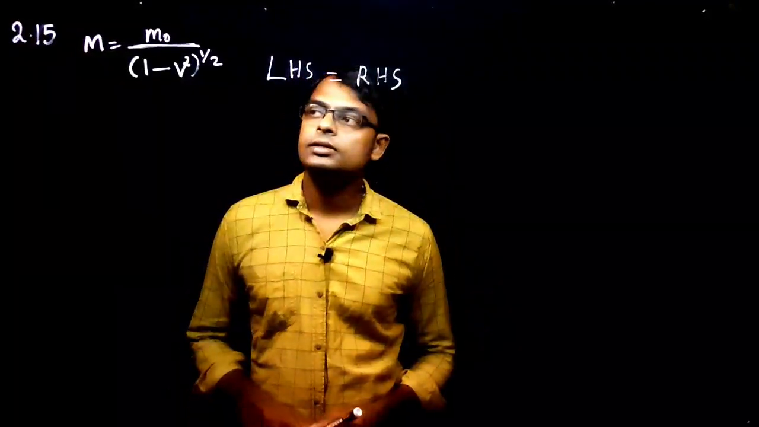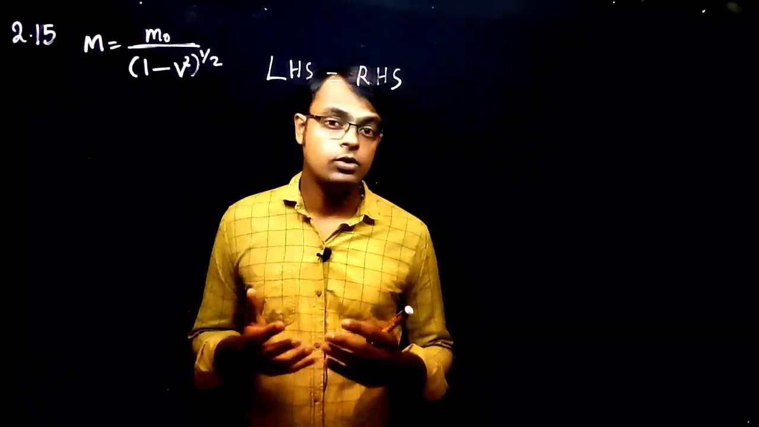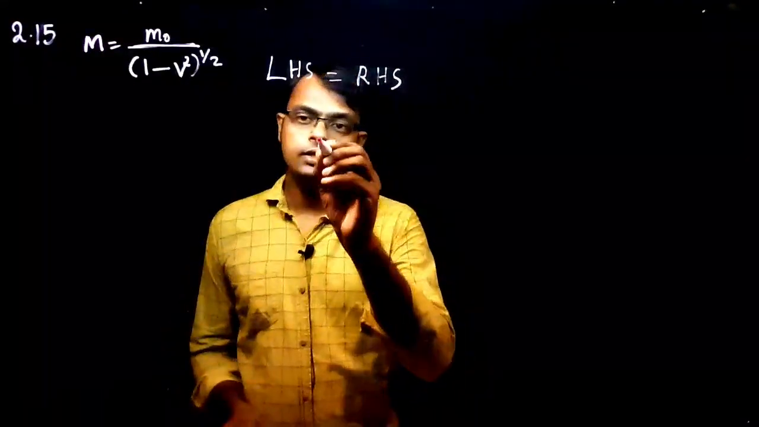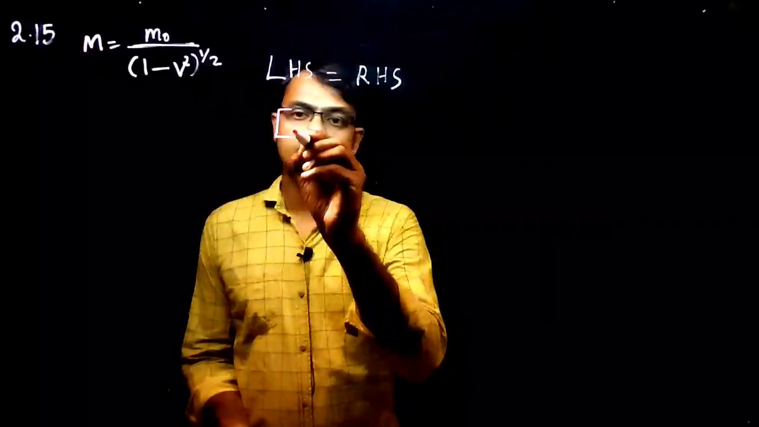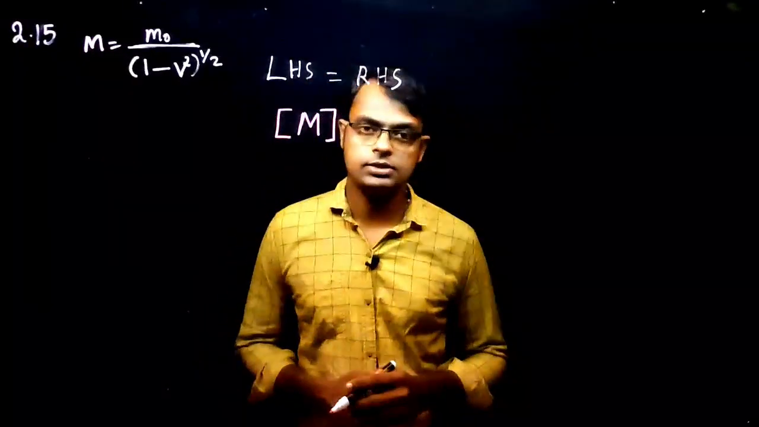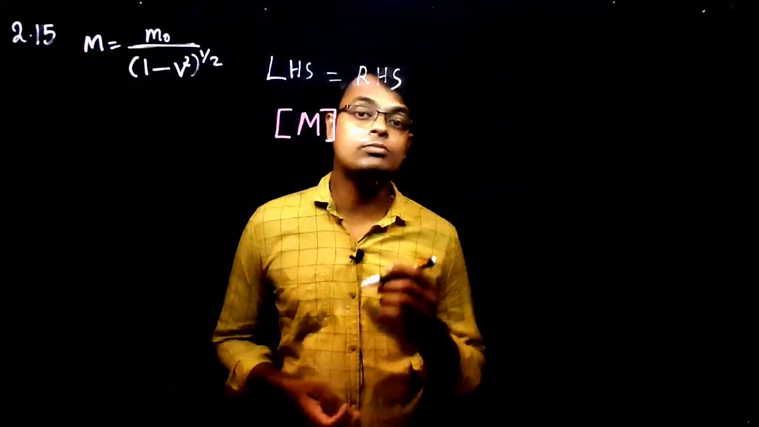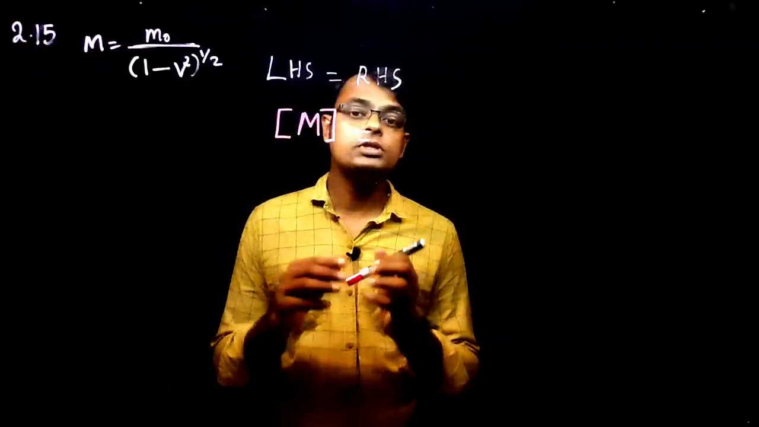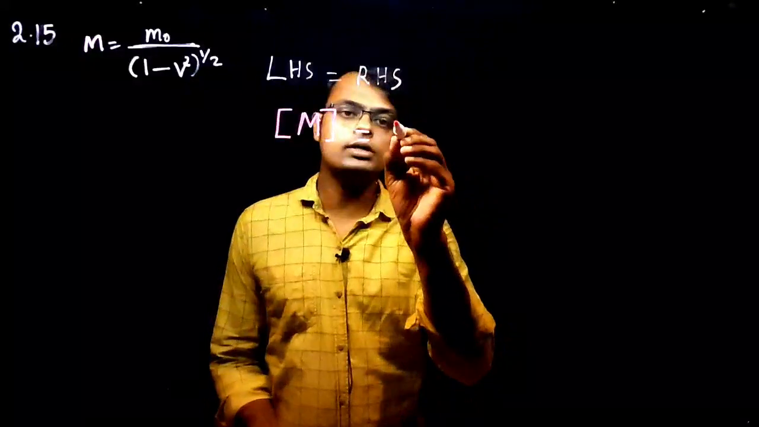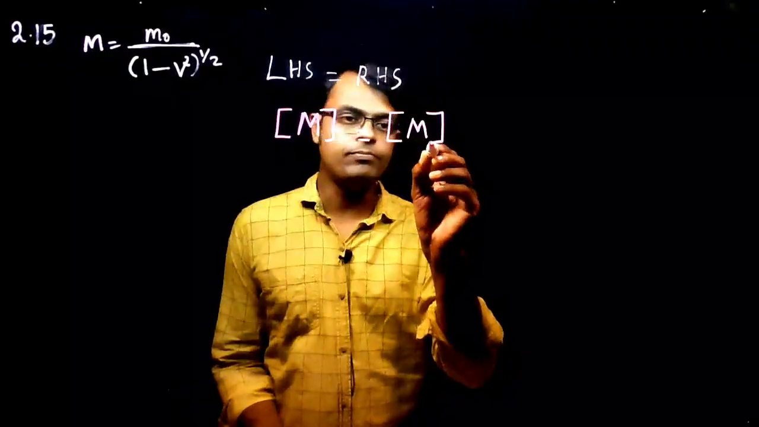So what is the dimension on LHS? On the LHS, it is given the mass. What mass? When the object is moving with a velocity v, the mass is given there. So we can write it as capital M, the dimension of the mass, which is equal to m0. What does m0 mean? Rest mass. What is meant by rest mass? The mass of the object when it is not in motion is called the rest mass. That is also mass. So what is the dimension of m0 here? That is also equal to M.